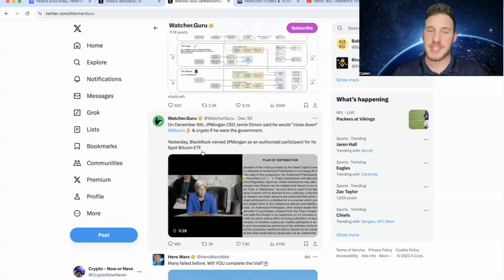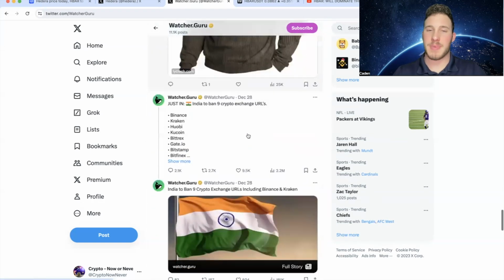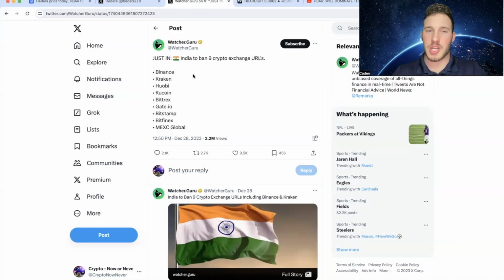And then just yesterday, BlackRock named JP Morgan as an authorized participant for its spot Bitcoin ETF. And that exact tweet reminds me of what they posted December 28th. Just in, India to ban 9 crypto exchanges URLs. And those exchanges are Binance, Kraken, Huobi, KuCoin, Bittrex, Gate.io, Bitstamp, Bitfinex, and MEXC.